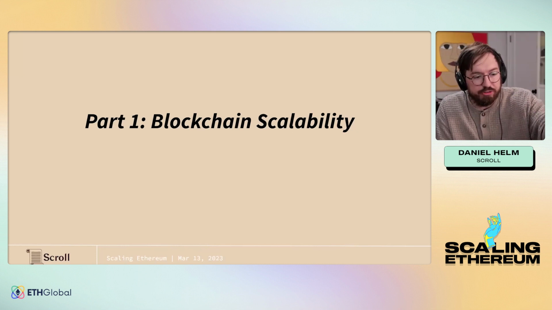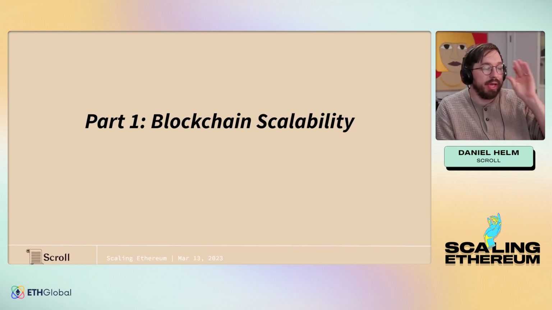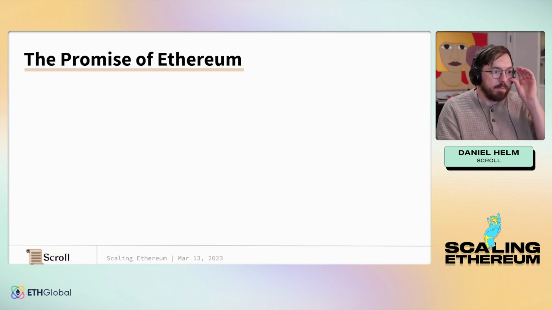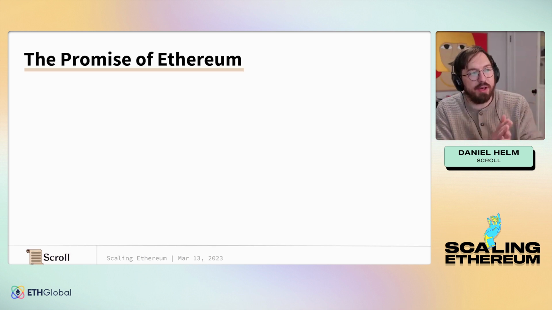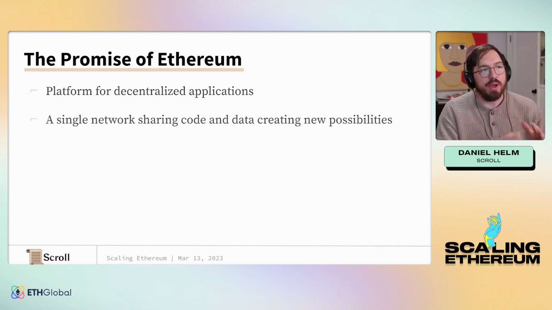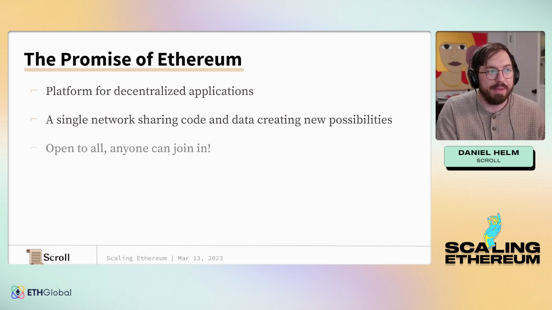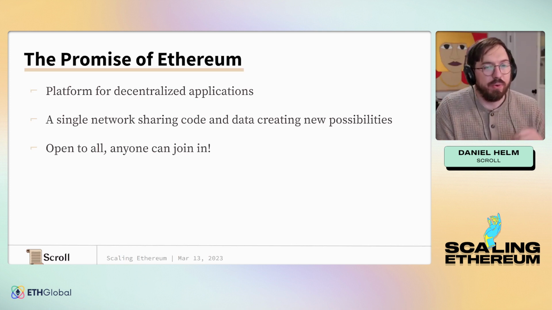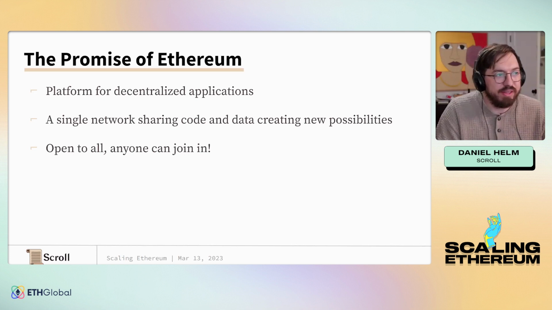So let's get into understanding what Scroll is, what we're building. And we have to start this story off with part one, blockchain scalability. So you're at an ETH Global Hackathon. I'm sure you know a little bit about the promise of Ethereum, right? It is this platform for decentralized applications. And we have this one network where we can share code and data, create all these new possibilities. And it is open to all. Anyone can join in on doing this great collective work where we are doing all sorts of new consensus problems.